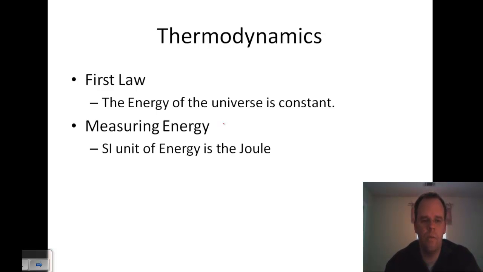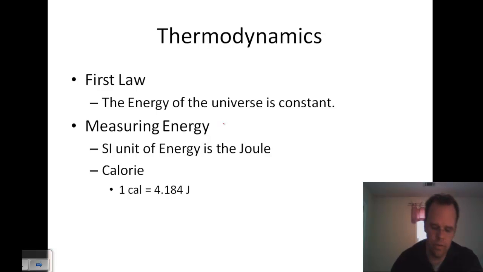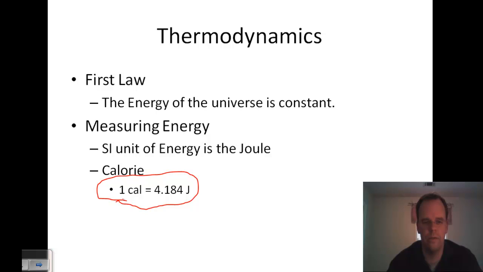To measure energy, one of the things we use is the SI unit, the joule. We also use the unit of calories, so joules and calories. 1 calorie is equal to 4.184 joules. This is an important value to know because it is our conversion between calories and joules. We also have food calories, and food calories, capital C Calories, are kilocalories. So there are 1,000 calories in a food calorie, or kilocalorie.